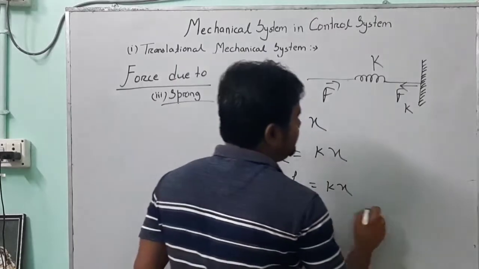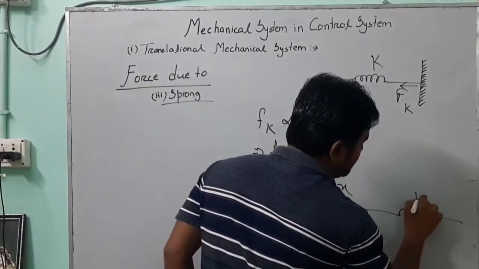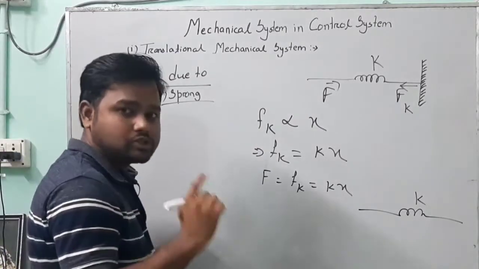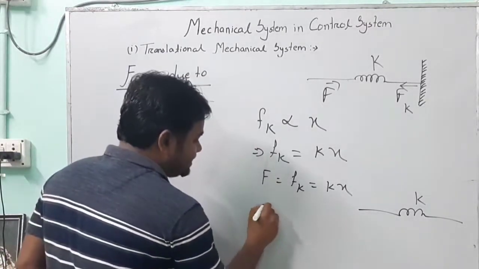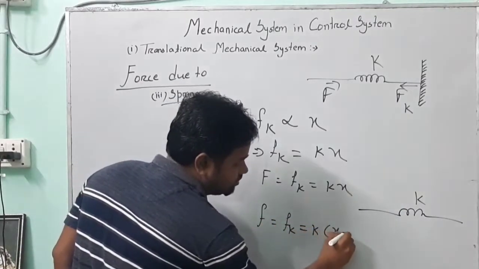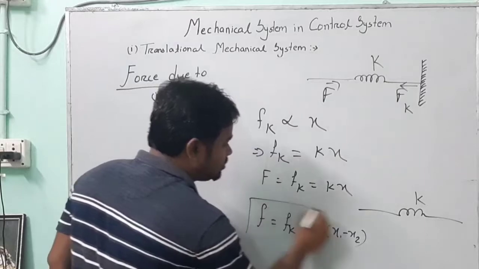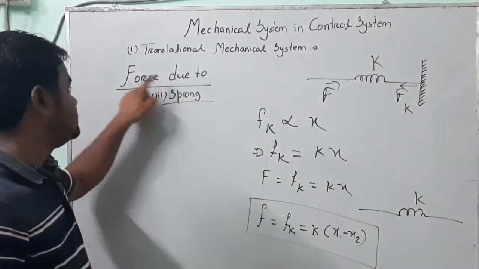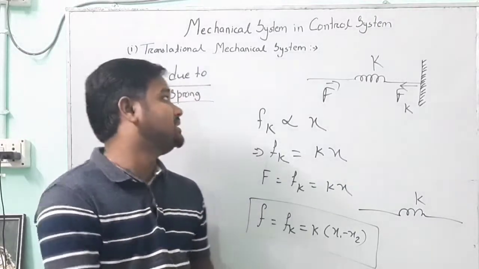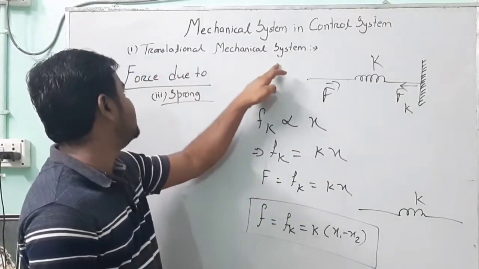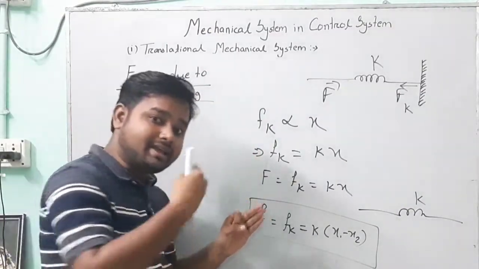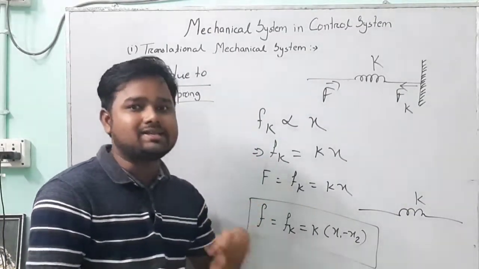If both sides are free, then we can get two displacements, x1 and x2. In that case, F is equal to F of K is equal to K into x1 minus x2, which is the equation for the force due to spring. Here we have studied three things in the translational mechanical system: the force due to mass, dashpot and spring. Next we will study the rotational system.